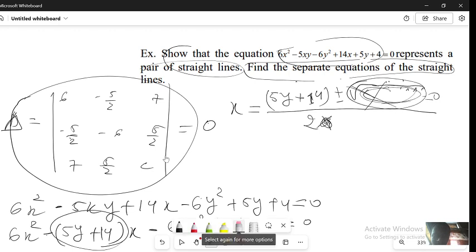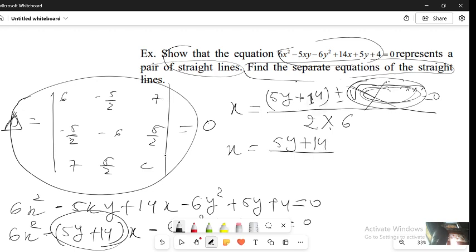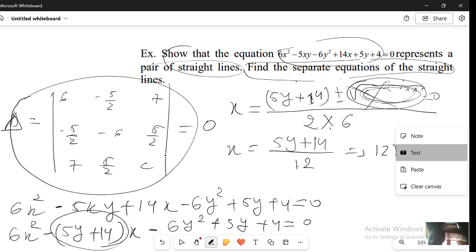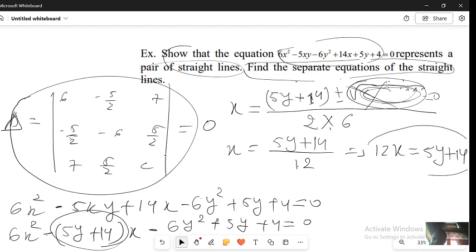So I will have 2 multiplied by 6. Now, from here, I will have x equal (5y plus 14) divided by 12. So I will directly have 12 multiplied by x, 12x equal 5y plus 14. So this one is the equation. I can rearrange it to make 12x minus 5y equal 14. This one is the equation of the straight line.